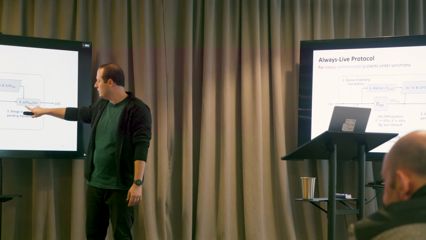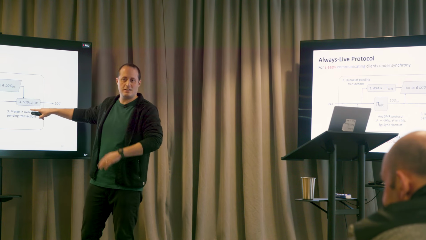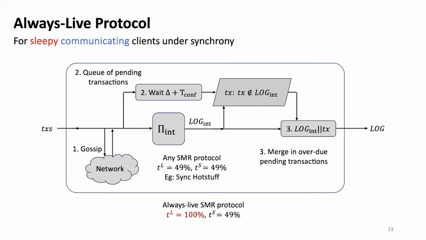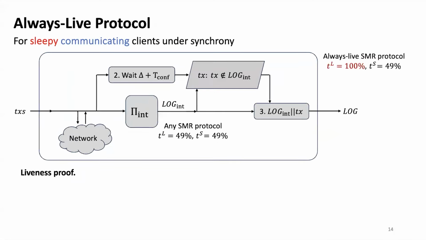So then what do we do? Well, we're just going to put these transactions somewhere in our output log. Maybe at the end of the output log. And here's the argument why that's fine. That's fine because suppose the adversary is less than 49%. So we're going to do a liveness proof first. Let me give you the liveness argument.